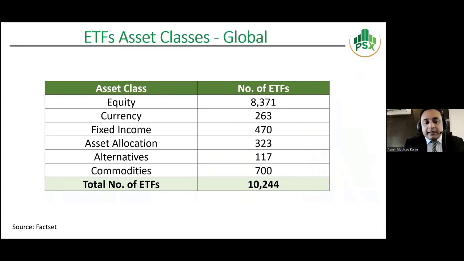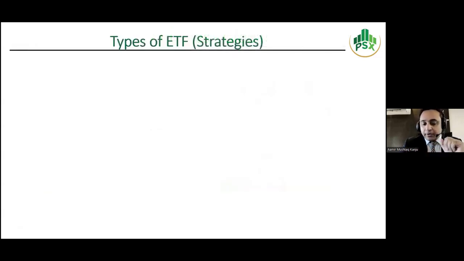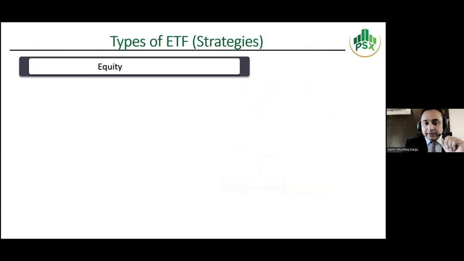In terms of types or categories of ETF, we have equity ETF, currency-based ETF, fixed income ETF, asset allocation, alternative asset class, and commodity asset class in the global investment area. Out of these, the popular ETF is based on equity asset classes, because as you can see, from 10,000 plus ETFs, we have around 8,000 plus ETFs in equity asset class. So equity is basically a popular ETF asset class.